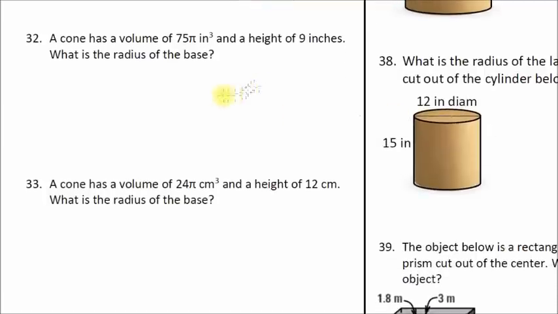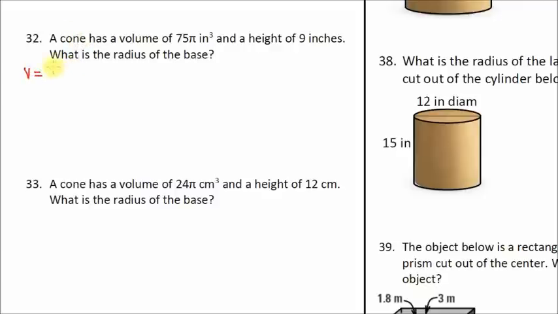Question number 32. A cone has a volume of 75 pi inches cubed. Some of you are forgetting there's pi in there, so don't forget that. 75 pi inches cubed and a height of 9 inches. What is the radius of the base? Well, I can tell you right now, they're giving us the volume. We know we're going to be starting with the volume formula.